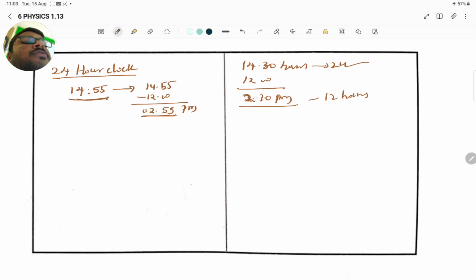See here, when we have to convert from 24 hours clock to 12 hours clock, if the time is more than 12, we just have to subtract 12 from the given time and keep the PM. The correct answer will come. If the time in 24 hour clock is more than 12, just subtract 12 from the given time and add PM. Why? Because the time indicates noon to midnight. Okay? Right.